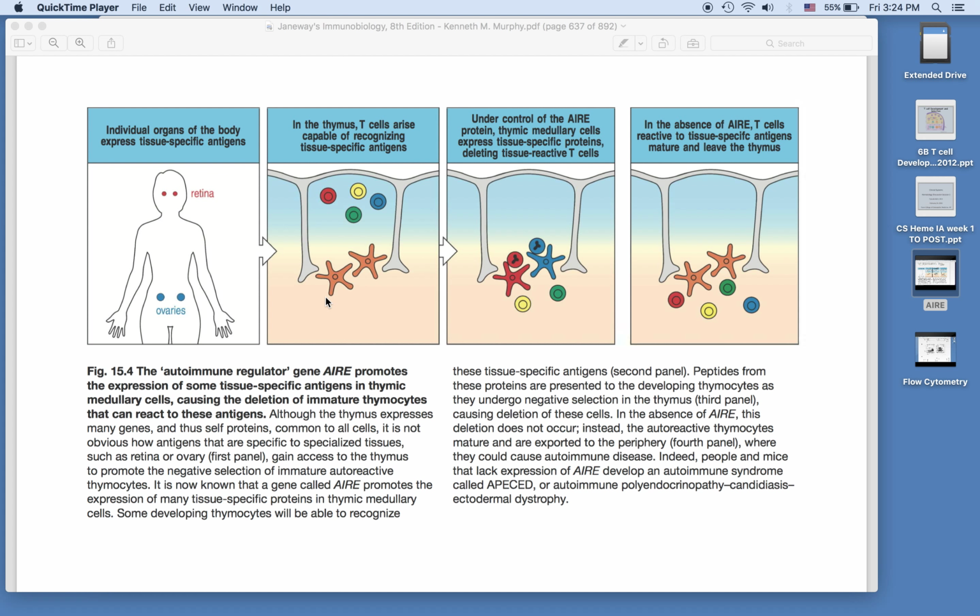This cell right here is going to be a self-reactive T cell. We want to get rid of this self-reactive T cell while it's still in the thymus. So how do we do that?